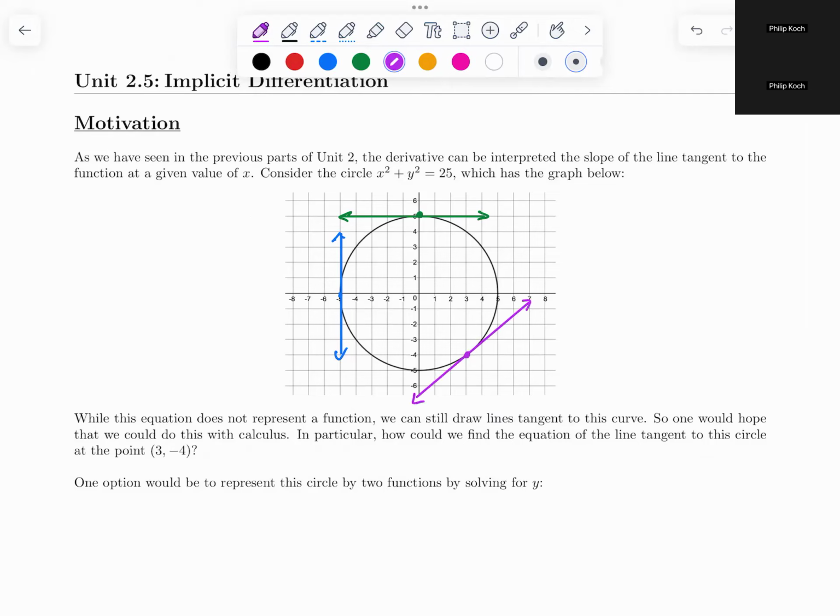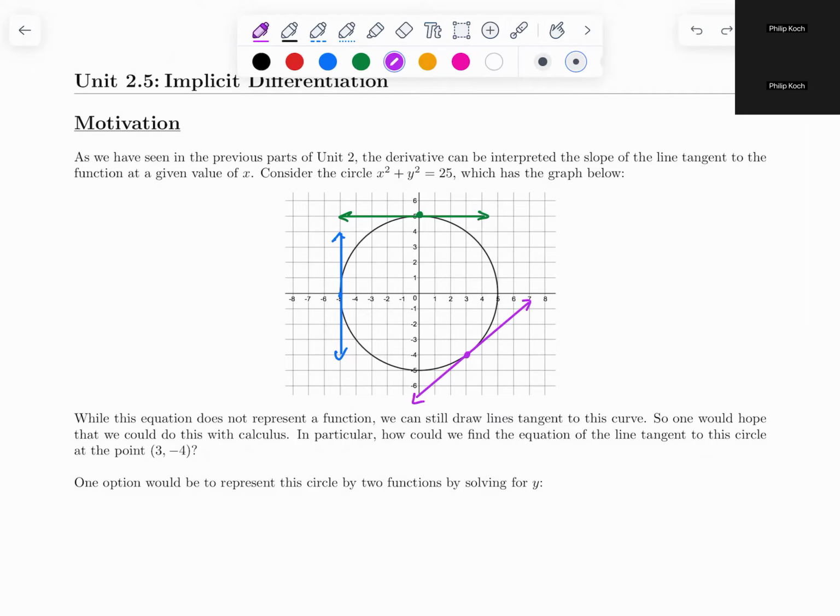But how could I do that? There's a fun rule that we could use in pre-calculus to figure out how to draw a tangent line. It's pretty interesting. You can draw a ray out to that point and find a perpendicular line. That would be one way to get past that. But I want to use calculus. So we would hope that we'd be able to use calculus to do that.